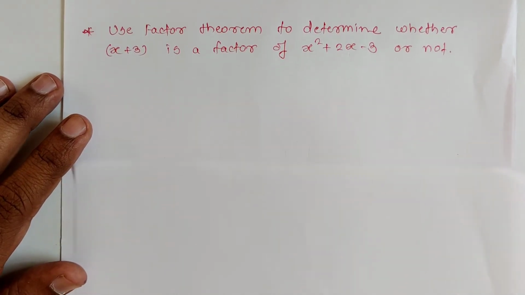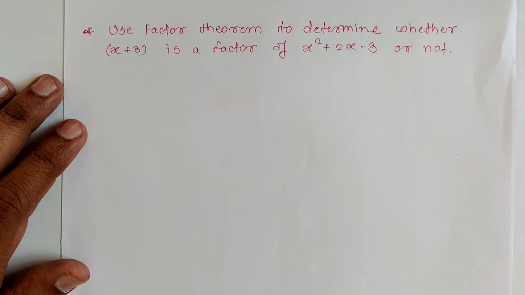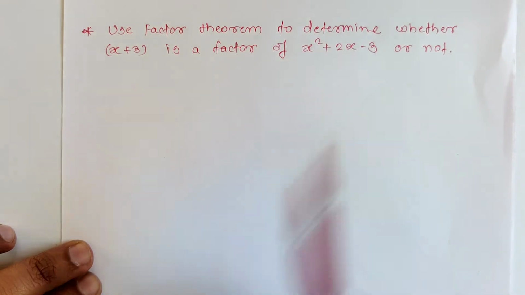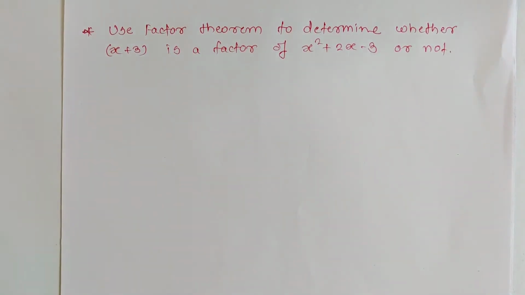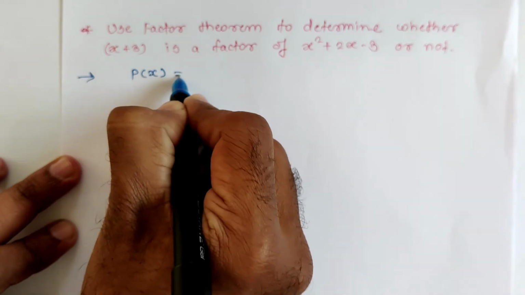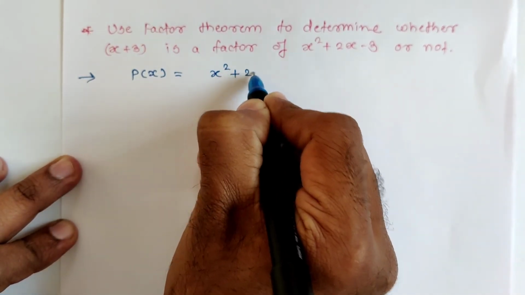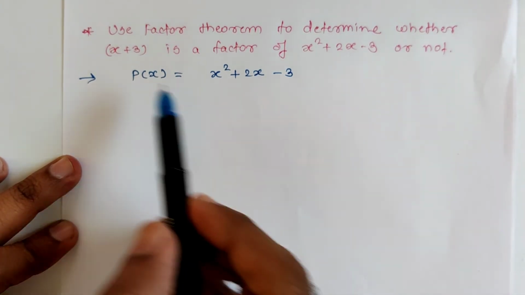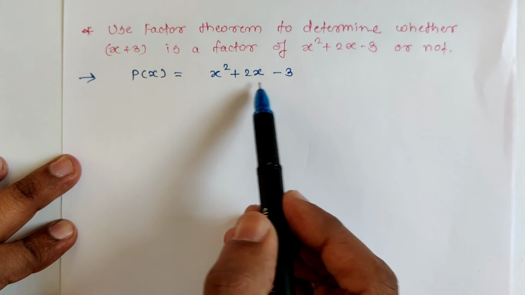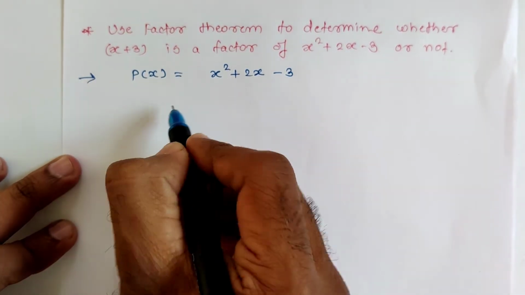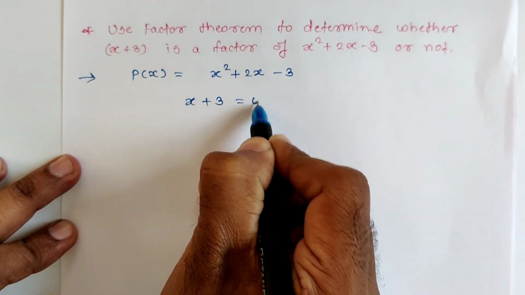The question is, use factor theorem to determine whether x plus 3 is a factor of x square plus 2x minus 3 or not. So for this one, first we have to name the polynomial which is given, that is, let p of x is equal to x square plus 2x minus 3. Now we have to decide whether x plus 3 is a factor of x square plus 2x minus 3 or not.